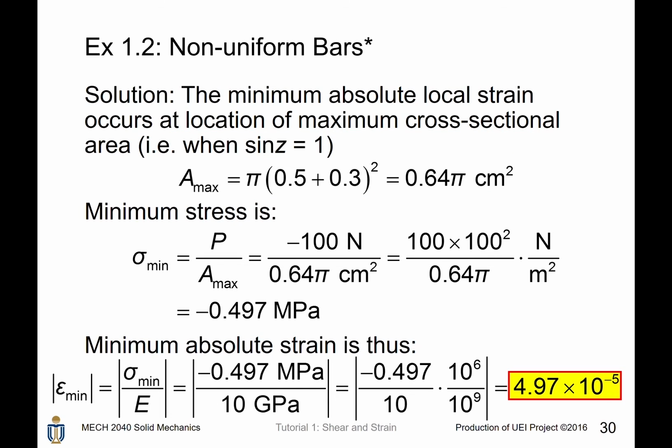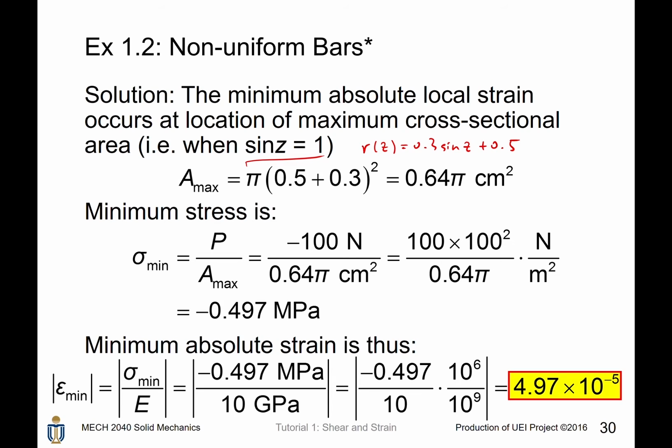In a similar manner, in order to calculate the minimum stress, we will find the maximum cross-sectional area. Recall that R(z) equals 0.3 sine z plus 0.5. Therefore, if we take sine z equals 1, then the maximum radius will be 0.8. Therefore, the maximum cross-sectional area will become pi times 0.8 squared equals 0.64 pi cm squared.